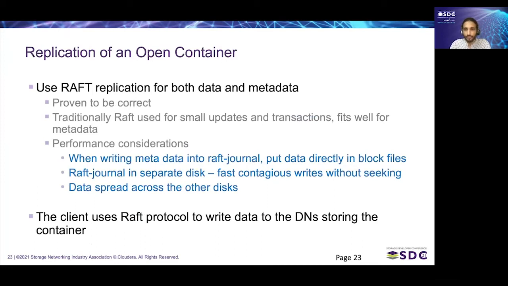Raft replication is usually used for small updates, metadata updates, but Ozone uses the Raft consensus protocol, or Ratis, for data writes as well. So for data writes, some optimizations were done. The data write is not done in the Ratis log, the log which we saw in the previous slide. The data writes happen directly to the disk. Only the metadata operations are stored in the log. Further, the Ratis log can be stored in a separate disk so that minimum seek penalty is given to the data.